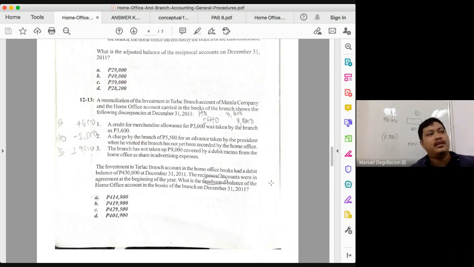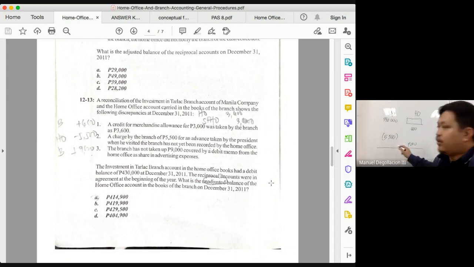Debit memo meaning the home office debited the account of the branch. Okay? Just because you receive a debit memo doesn't mean the branch will have to debit the reciprocal account. So please take note. And this is basically everything that we need.